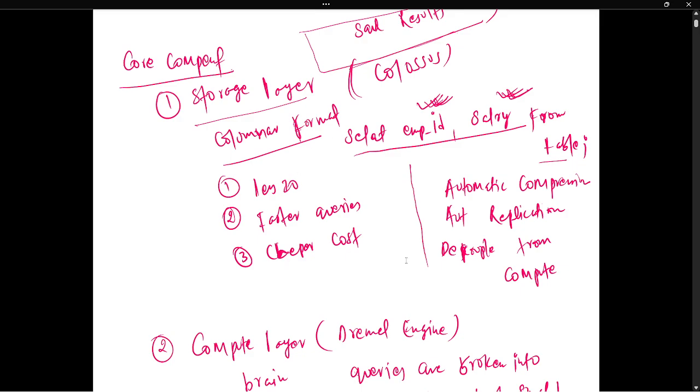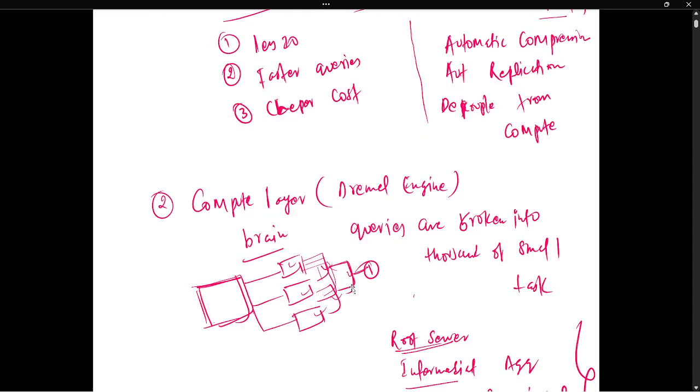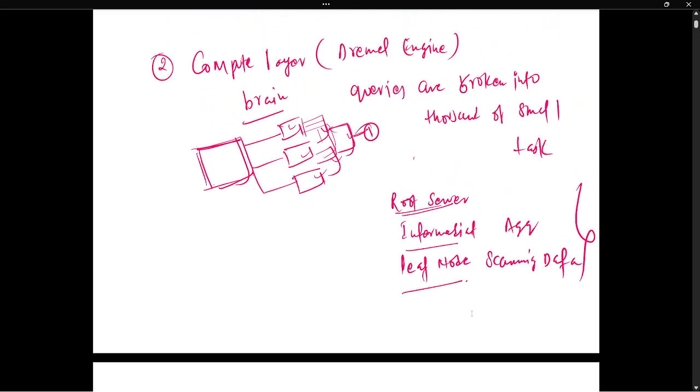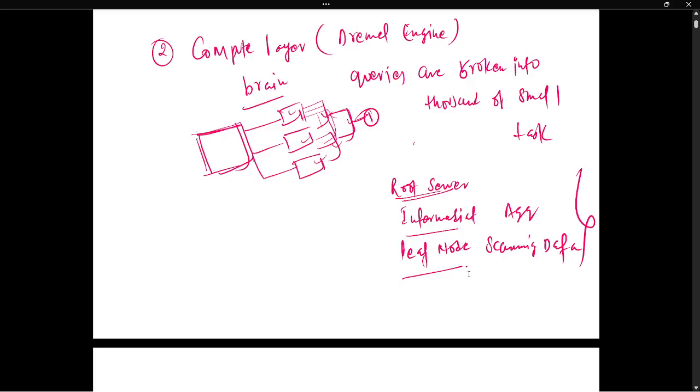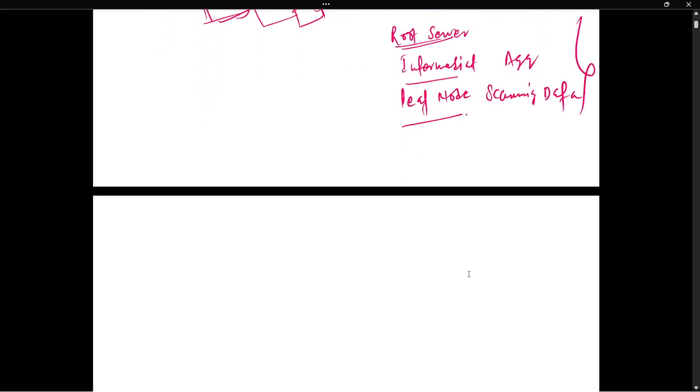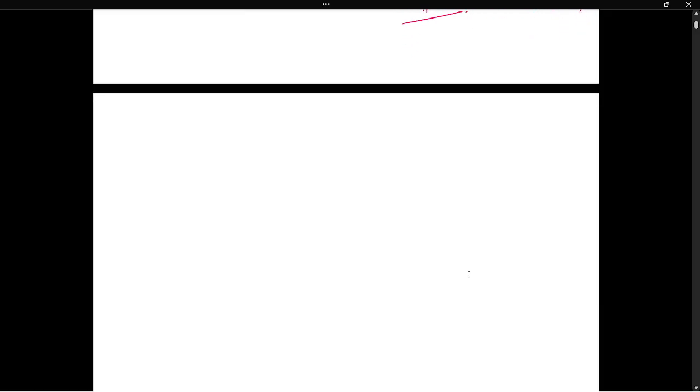What is the benefit of that? What are the automatic features they have? Then we have the compute layer. What architecture is it following: root, intermediate, and leaf node. So how is petabytes of data scanned in seconds? Because queries are broken into thousands of small tasks and computed in parallel. But before that, we'll understand what Colossus is.